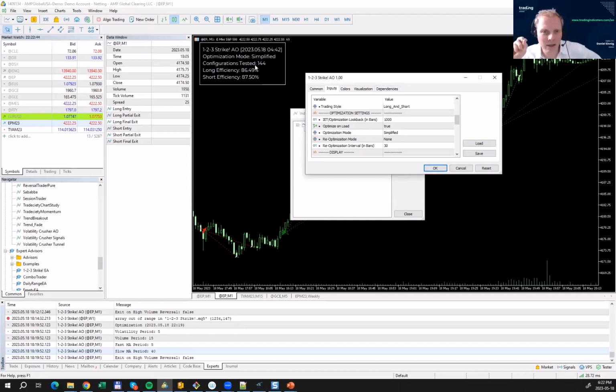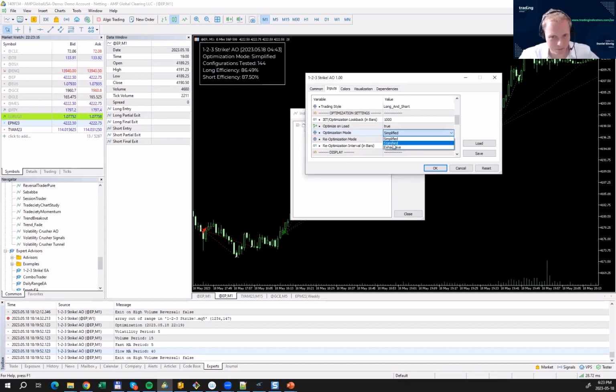What does that mean? It means that in the simplified mode, our optimization algorithm has gone through 144 different parameter combinations to come up with the best settings. There's some logic to which combinations it tests, but in total, 144 combinations have been tested. All right, but what else do we have? Do we have something other than simplified? Well, if you click here, you can see we have two different modes, standard and exhaustive.